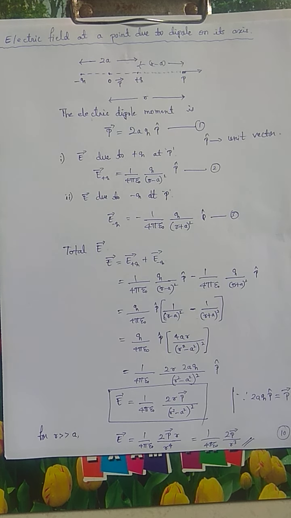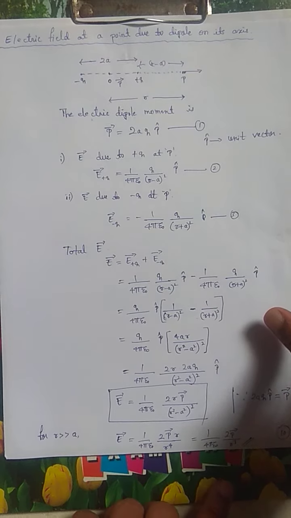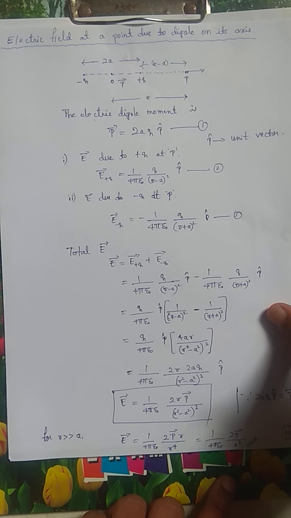Dear students, in the last class we studied the electric field at a point due to a dipole on its axis. That is nothing but the axial line derivation. Now, moving on to today's session, we will go for the electric field for a different case, that is on the equatorial line. Electric field at a point due to a dipole on its equatorial line.